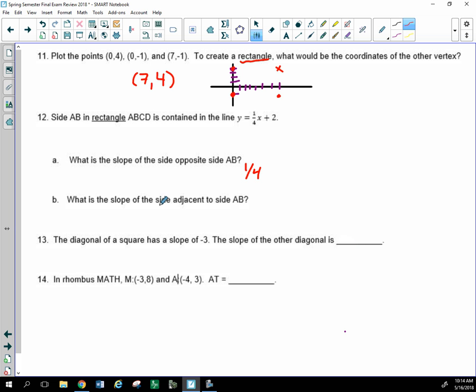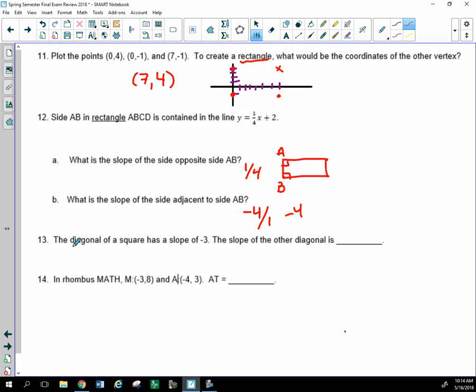What is the slope of the side adjacent to AB? Well, remember that we were just talking about sides opposite having the same slope. So now adjacent sides to AB, if this was A and B, sides adjacent in a rectangle would be 90 degrees. So that would be a perpendicular slope, which is the reciprocal slope with a change of sign. So either -4/1 or just -4 would be the way I'd write those slopes. These are just remembering the properties that we had for our quadrilaterals.